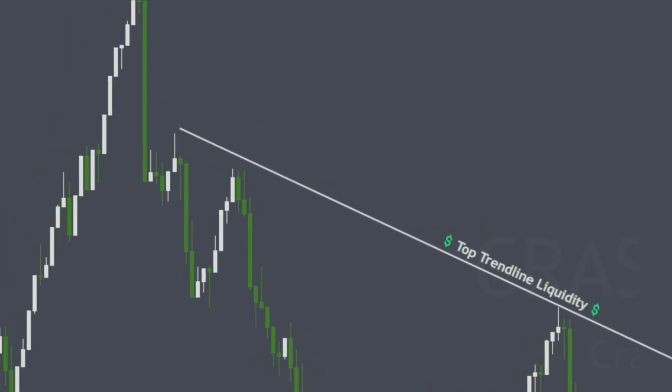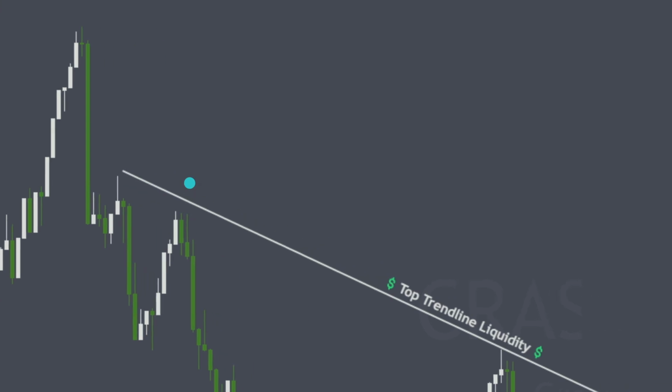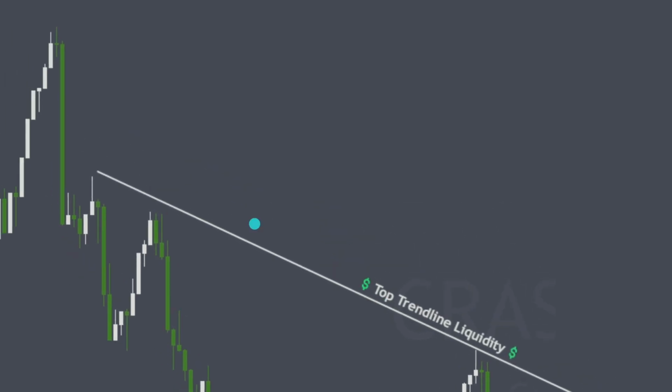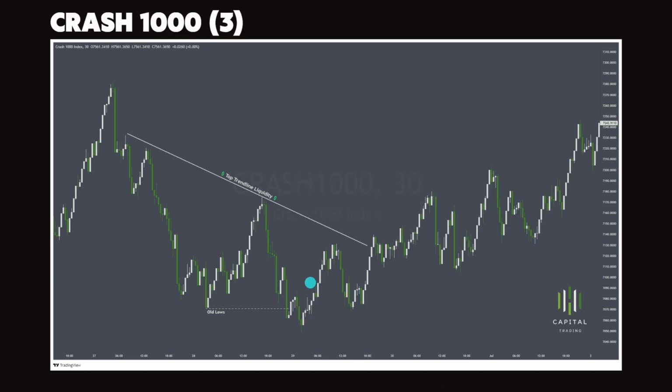Plus, oh, this is interesting. We have a fair value gap here. So we want to see if they're going to reach up into these trend lines, plus fill up our fair value gap. So that's what happened here.